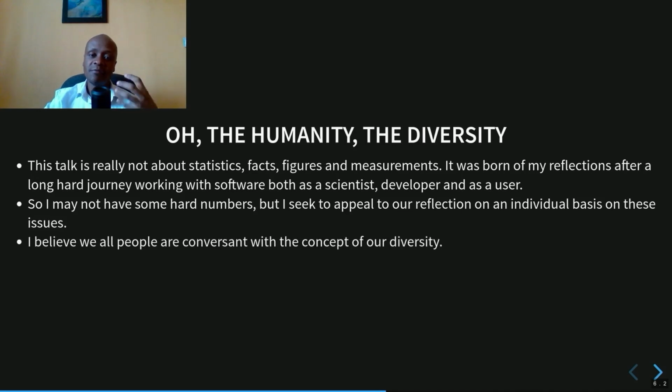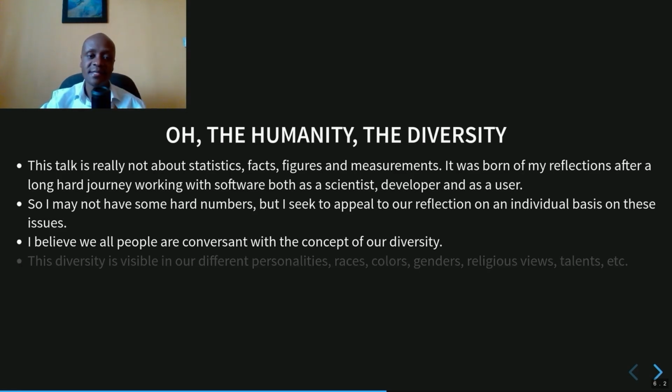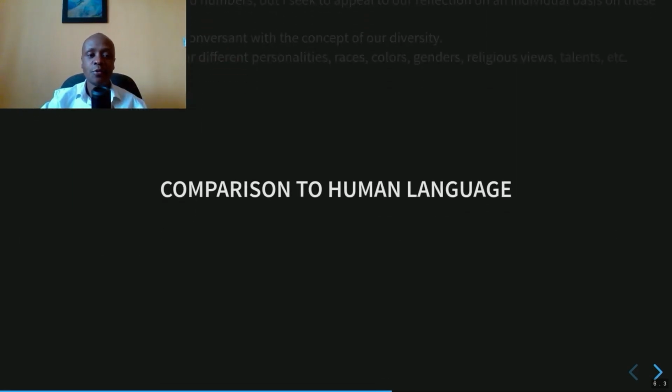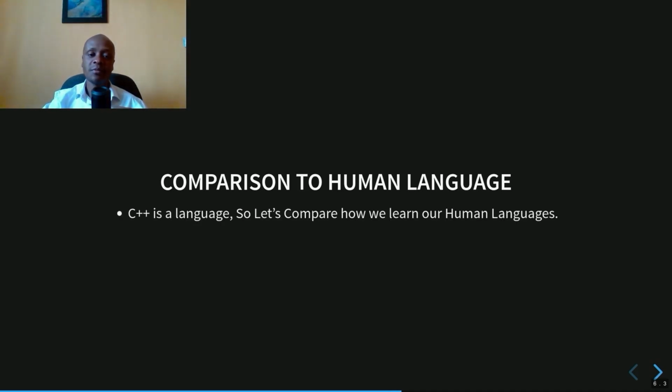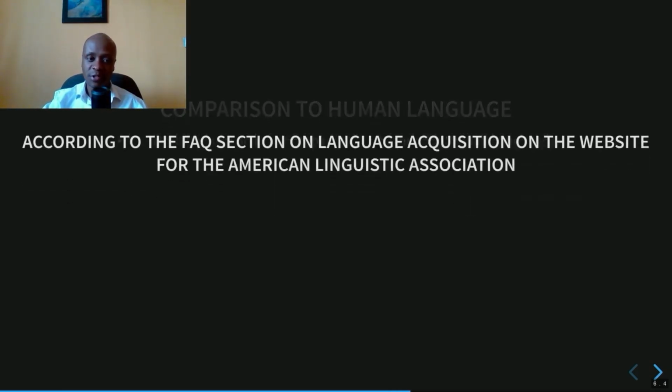This is something that I believe we all know. We are all diverse. After living for some time, you have literally seen diversity everywhere you go. People with different talents, heights, widths, colors, shapes, and sizes. So, C++ is a language. And I'd like to first approach learning C++ by comparing it to human language. How do we learn human languages?